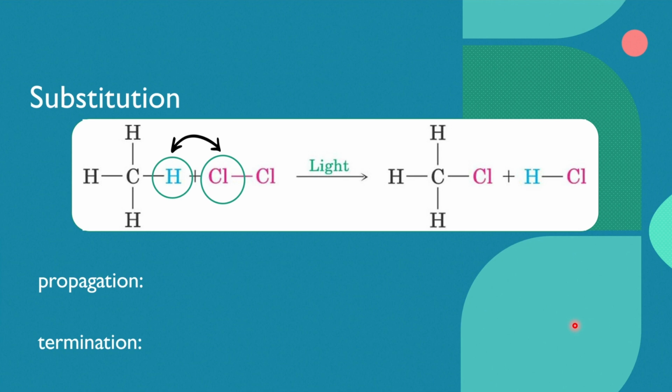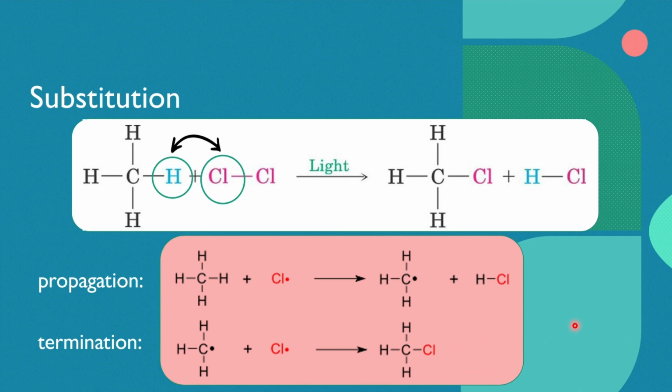Look at these following propagation and termination steps. Chlorine radical reacts with methane to produce methane radical, which in turn reacts with chlorine radical to produce chloromethane. So to be more specific, this reaction is called free radical substitution.